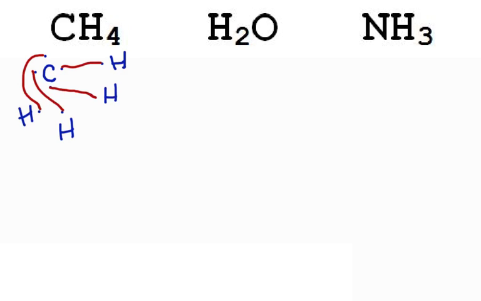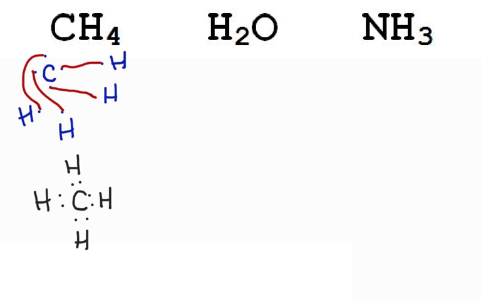Now if we want to go back and clean it up, we put carbon in the middle, and then we have a pair of electrons to hook on the hydrogen, and another pair for another hydrogen, another pair for another hydrogen, and another pair for another hydrogen. So this would be the finished picture, the Lewis structure for methane.